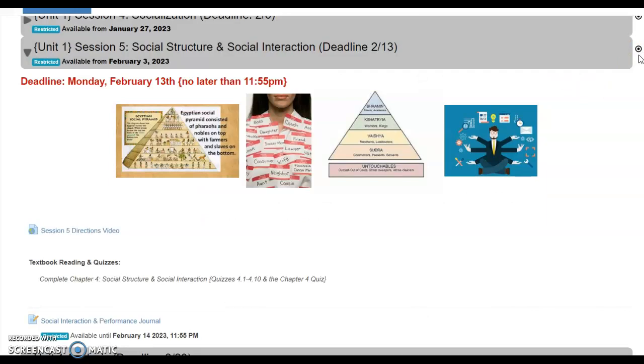So as a reminder, this is due on Monday, February the 13th, no later than 11:55 p.m. Remember, the test, the quizzes and the test within Revel can be completed later for a penalty, but the journals cannot. I can actually see here that Moodle has the due date wrong for the journal, so I will make sure and correct that. But session 5 is due by 11:55 p.m. on Monday, February the 13th.